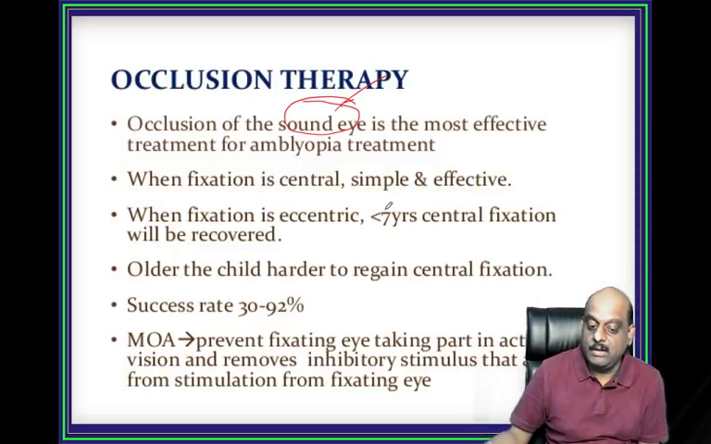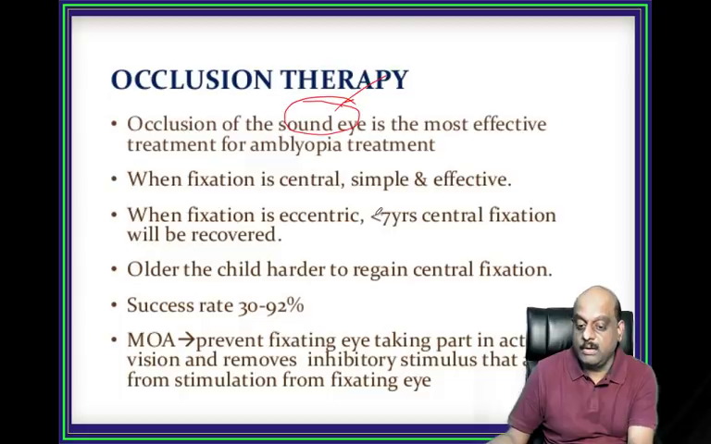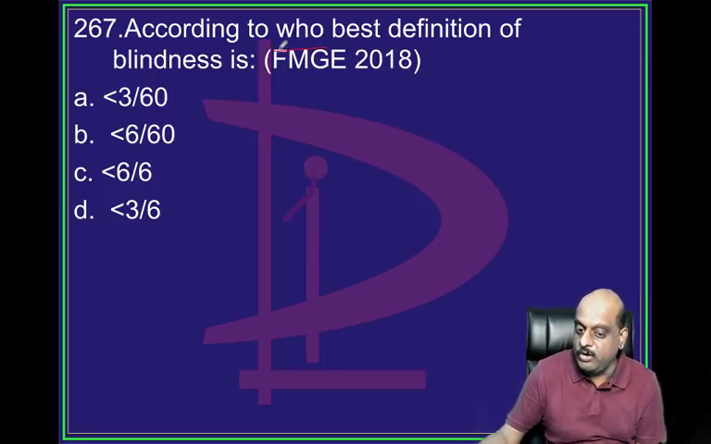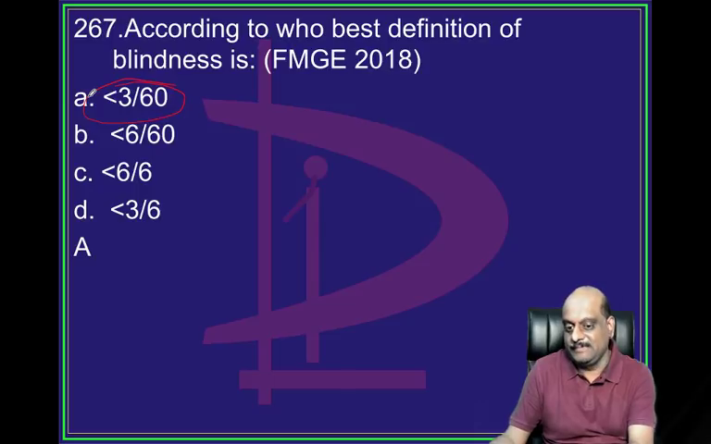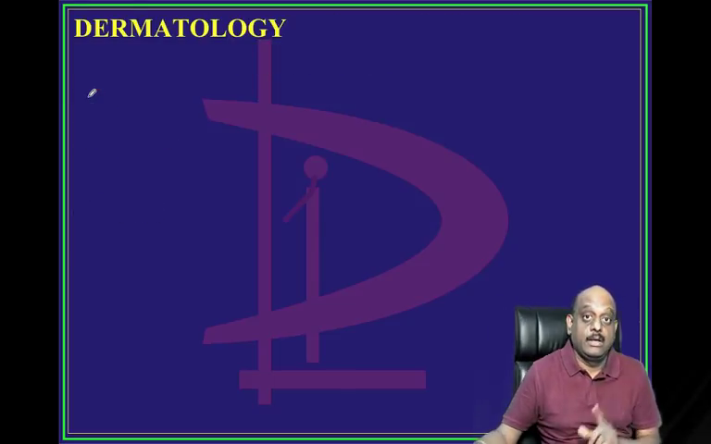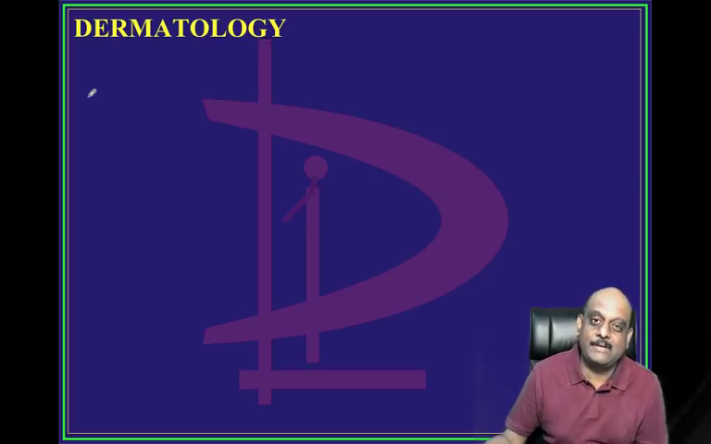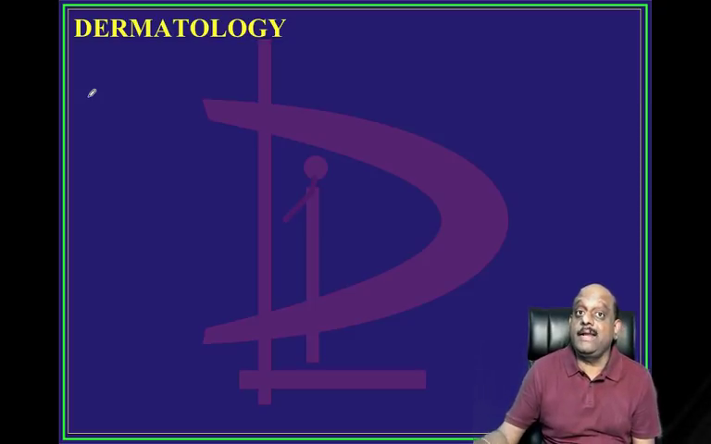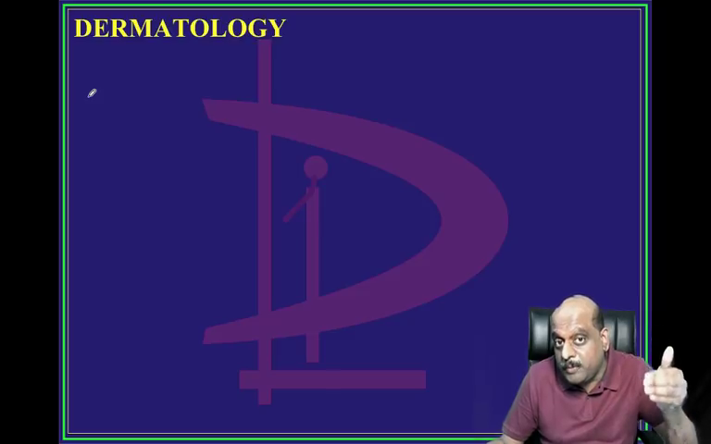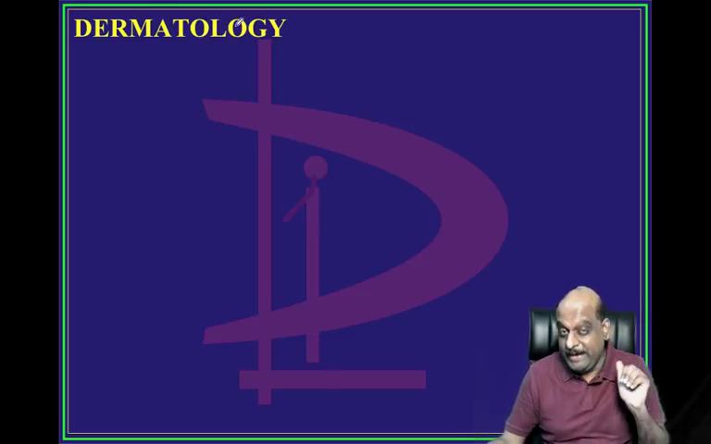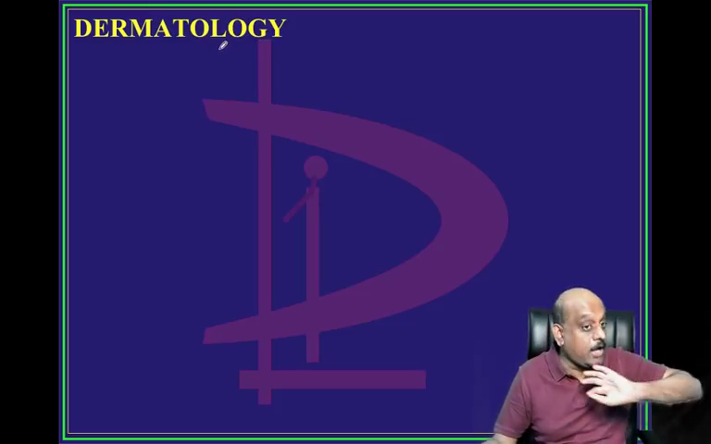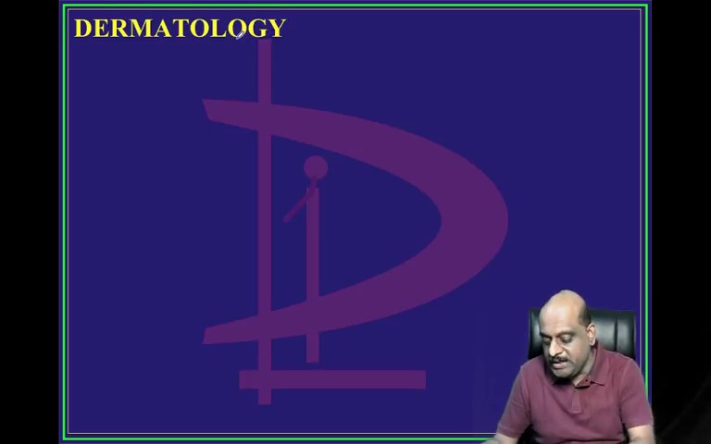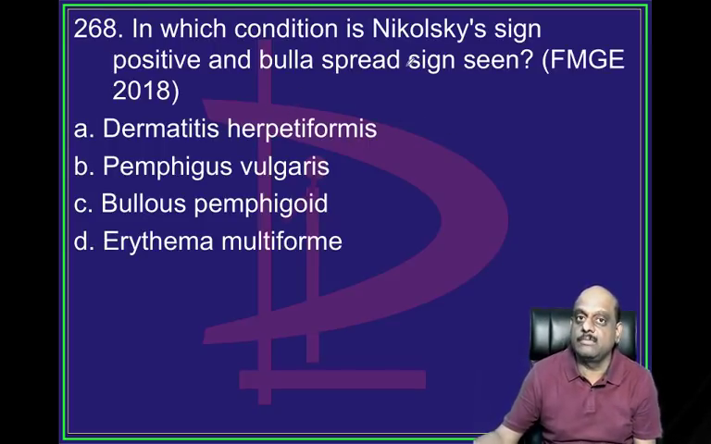According to the WHO, the best definition of blindness is best vision less than 3/60. Once more, one of the favorite questions of the examiner. What is the National Blindness Control Program definition? What is social blindness? Similarly, what is the WHO definition? You should be 100% sure. Blindness definition is a favorite area in the examiner's question bank.